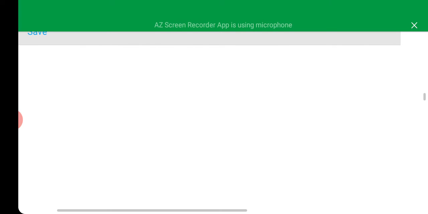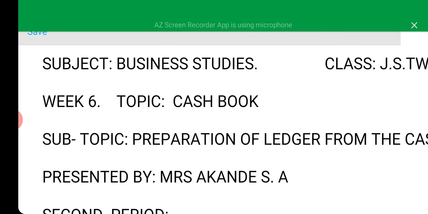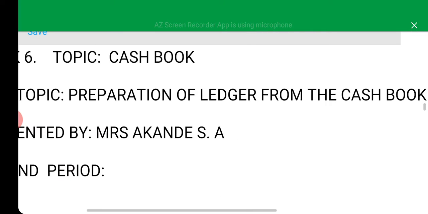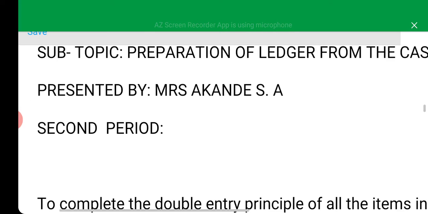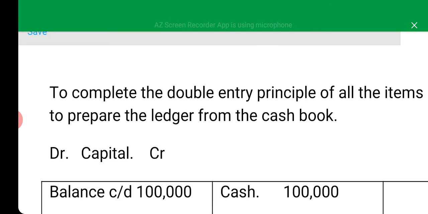As we may be asked to present the information from the cash book to the ledger, and that leads us to the second period, preparation of ledger from the cash book. In the second period there, why do we need this?